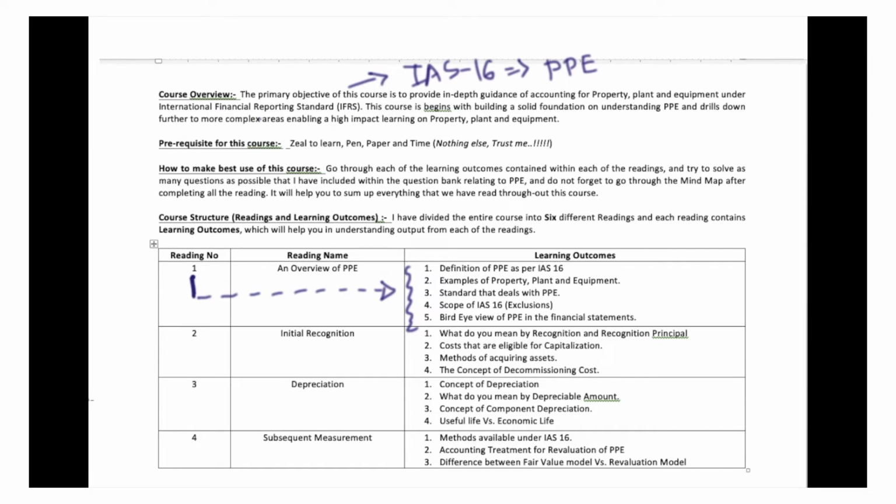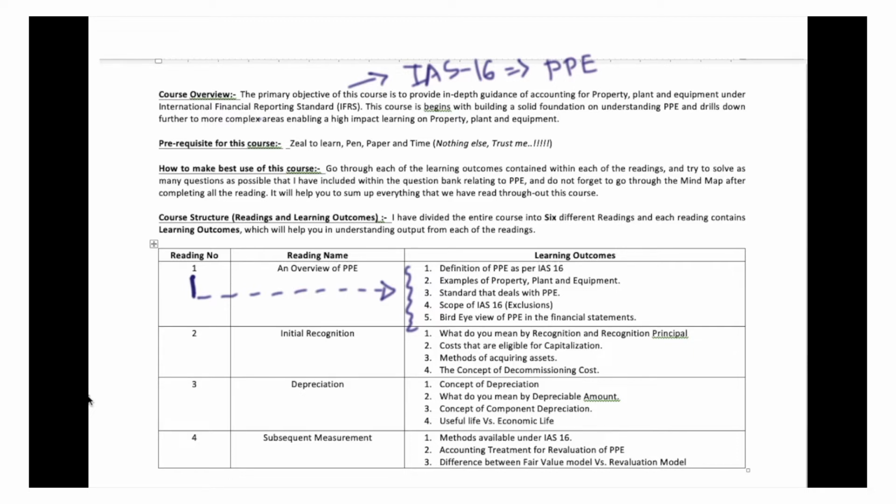Now let's look into each of these areas very briefly to give you an idea of what this course is going to cater. We will discuss the definition of PP&E under the overview section. What do we mean by PP&E? We will discuss the definition under IAS 16, and we will understand why understanding the definition is very important in standards reading. Then we will move on to some examples under PP&E under IAS 16. What do we call PP&E? We will deal with some of the examples.